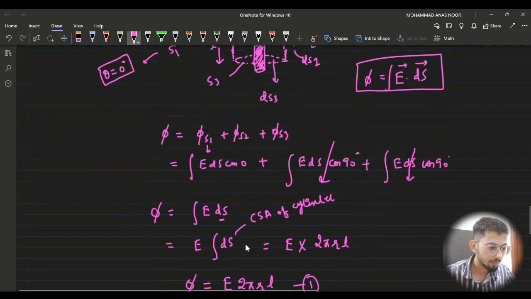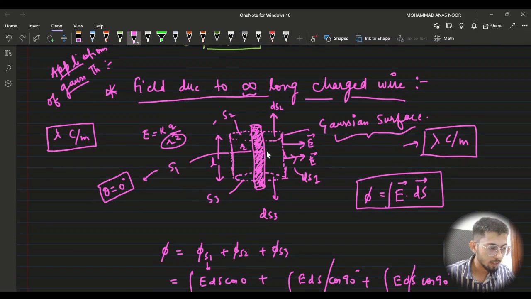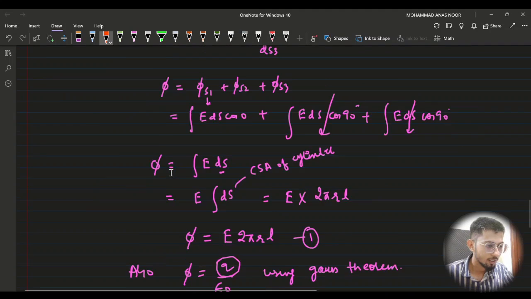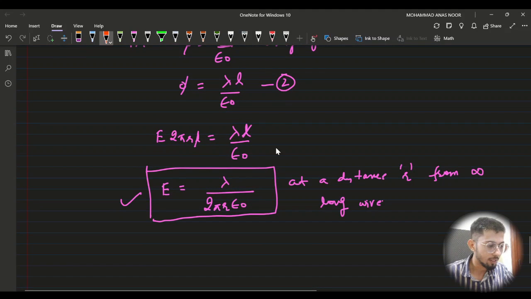You know what this r is? The distance from the wire, this r. So although the wire was infinite, we have been able to find the electric field at a distance r. This distance r is like the radius of the curved surface of the cylinder. So E is equal to lambda upon 2 pi epsilon naught r.